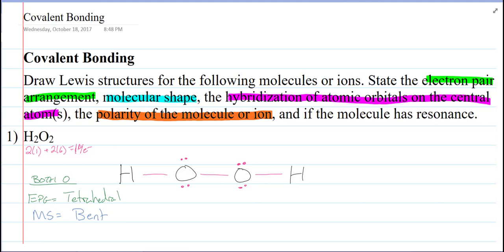The hybridization: sp3. Polarity. It is, yes, it is polar. Right there, bent oxygen. It's not symmetrical. And then there's no resonance because there's no other way to draw this, so there is no resonance.